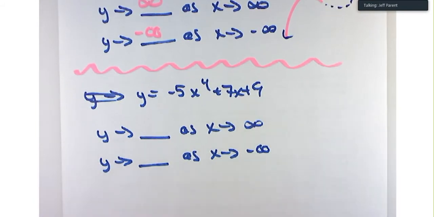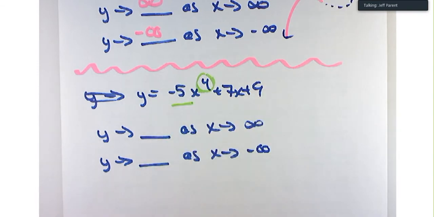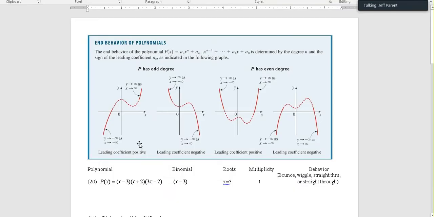Let's do the same thing for this one. Let's classify that one. So negative 5 times x to the 4th plus 7x plus 9. Now, of course, the operative thing to notice here is that this is an even degree and has a negative leading coefficient. So that tells us a couple things right away about its behavior. Which of our 4 does this one fall into? Number 4. Yeah, the 4th one right here.